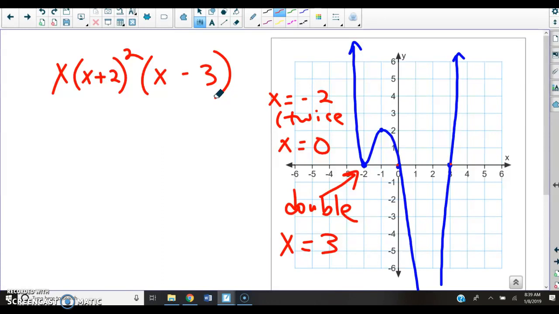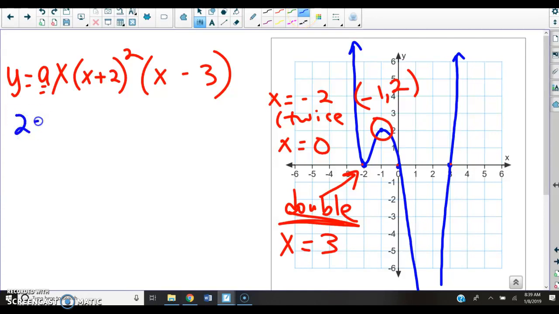Okay, take time, make sure you understand it. Make sure you understand why this one's a double. Okay, watch for that. The other point I have shown here is the point (-1, 2). And again, that's going to help me find my value of a. I should have written that in a different color, but I didn't. So this time when I put my numbers in, y is 2, x is -1.